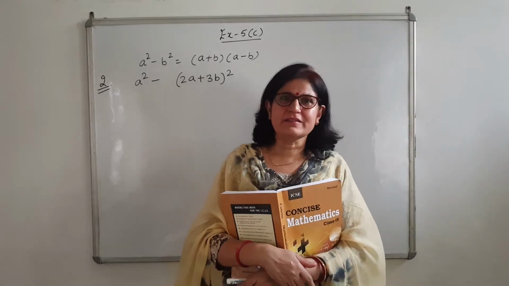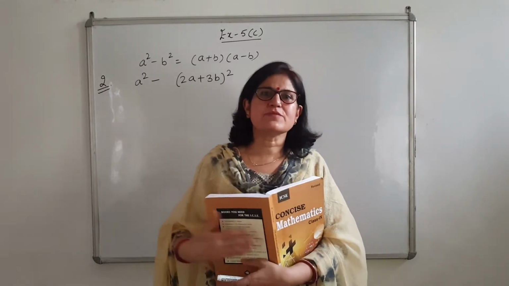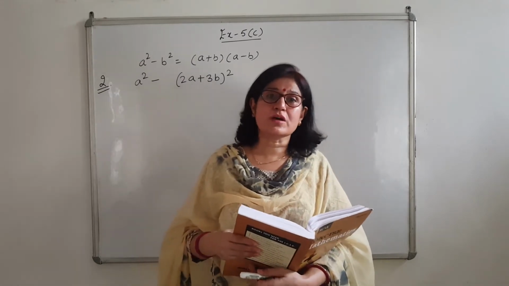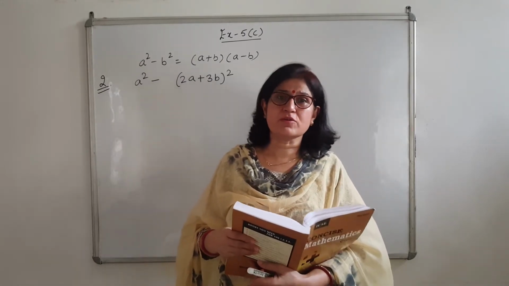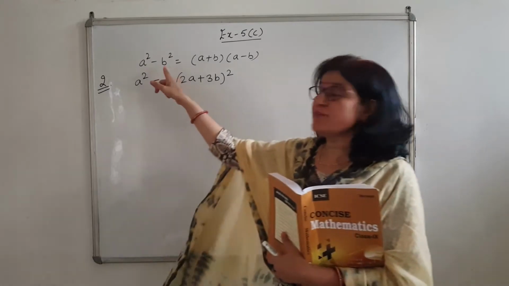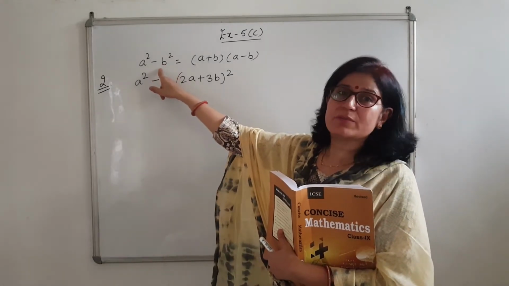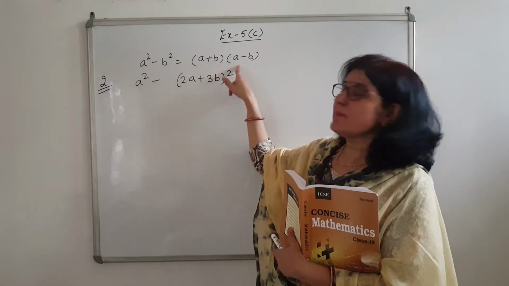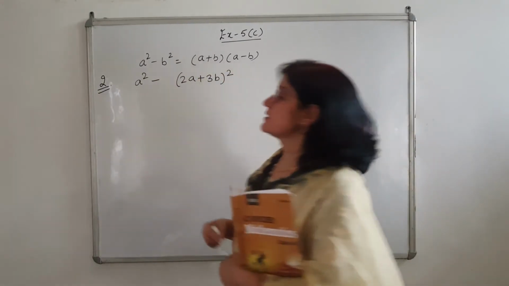Hello standard 9th. Today we will revise exercise 5C, which is based on factorization of two terms in the form of difference of two squares. Means we will follow the identity a square minus b square gives us (a plus b)(a minus b). So now we start our exercise.